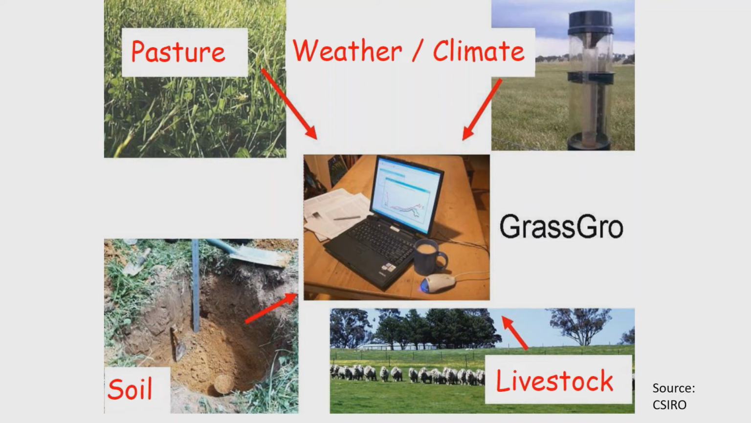Within GrassGro, farm systems have been custom built for each location using local weather data, soil type, and relevant pasture species. At each location, we've also selected a representative livestock enterprise, whether that be sheep or cattle, and a stocking rate has also been applied. Within that livestock enterprise, we've also built in standard management practices, which includes things like the time of lambing or calving, when weaning's occurring, rules around when stock are sold, and so on.